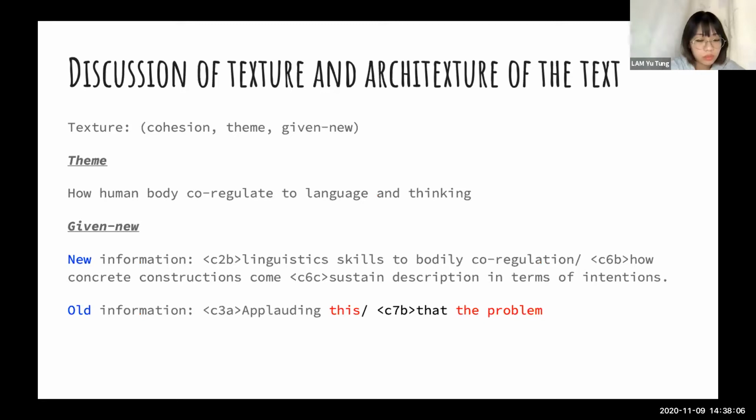The theme of this text is how the human body correlates to language and thinking. And there are also some examples of given new information from the text. In clause 2b, "Tomasello and Mauser trace linguistic skills to bodily correlation" is new information. In the next sentence, "applauding this, I contrast their mentalist and anti-mentalist approaches", the word "this" is referring to linguistic skills to bodily correlation in the previous sentence, so it shows old information. And in 7b, the highlighted word "problem" is stating how concrete constructions come sustained description in terms of intentions in the previous sentence.